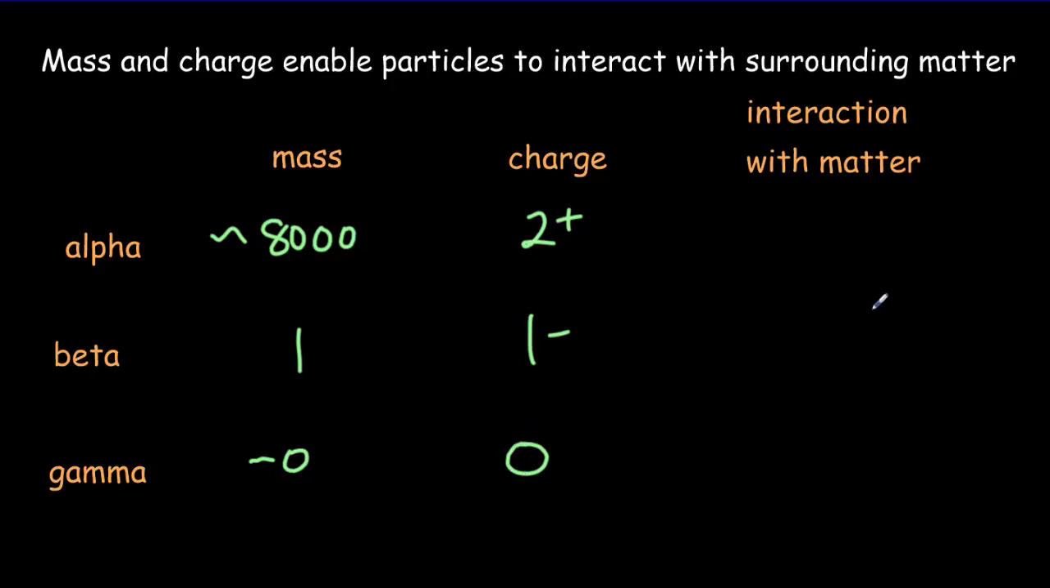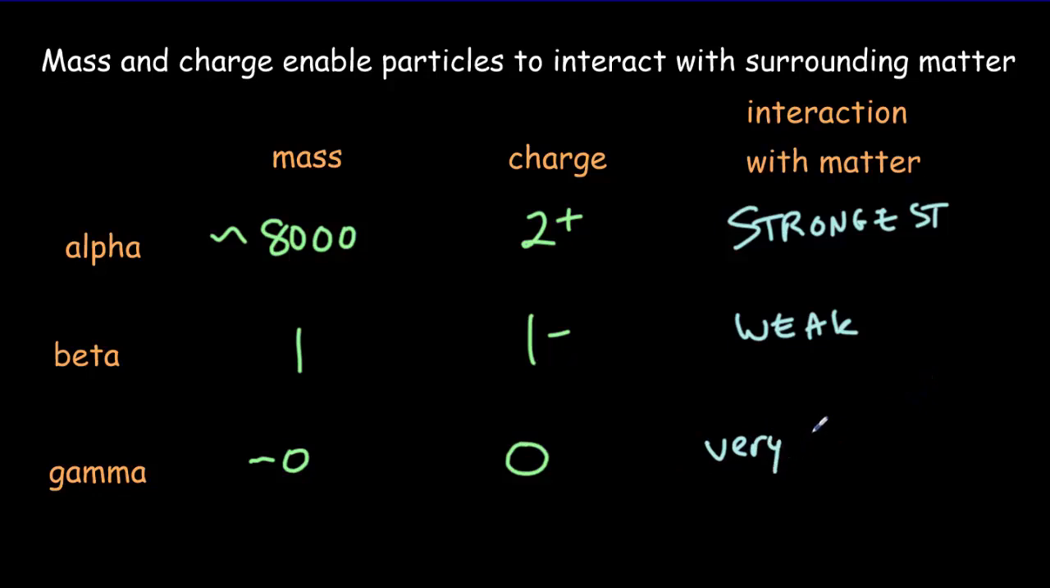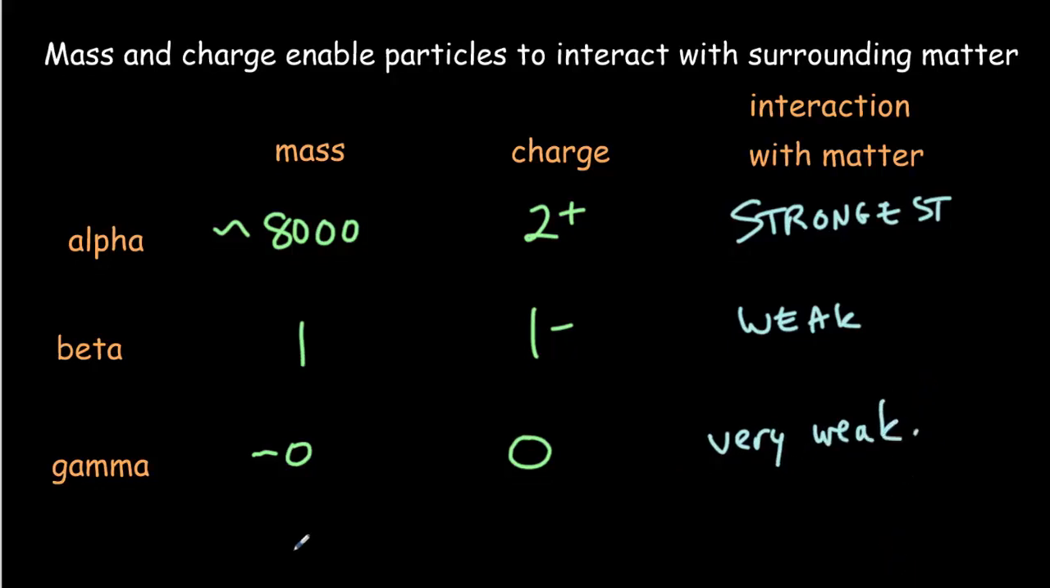So if we predict which one's going to interact the most with matter, of course it's going to be the strongest interaction by far with the alpha particle. The beta particle is going to have a fairly weak interaction with matter, and the gamma particle would have a very weak interaction with matter. Now you might be asking yourselves, if we included the neutrino here, it would also have a mass of 0 and a charge of 0. It has essentially no interaction at all.